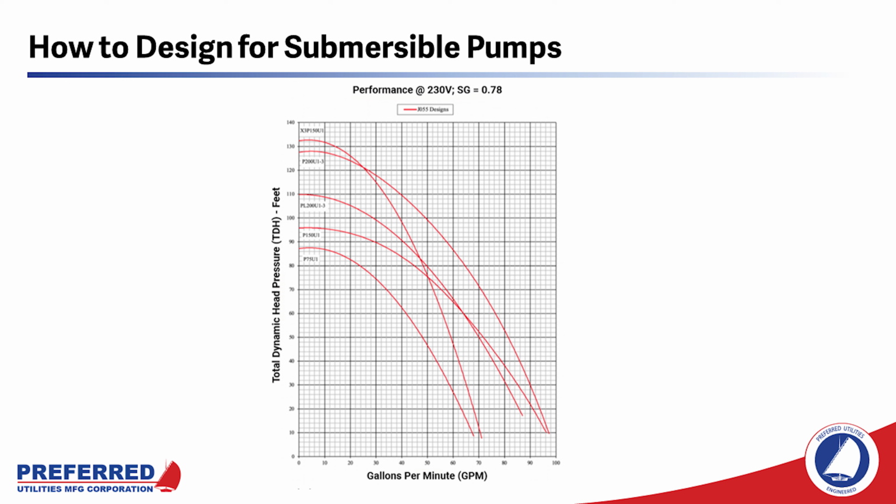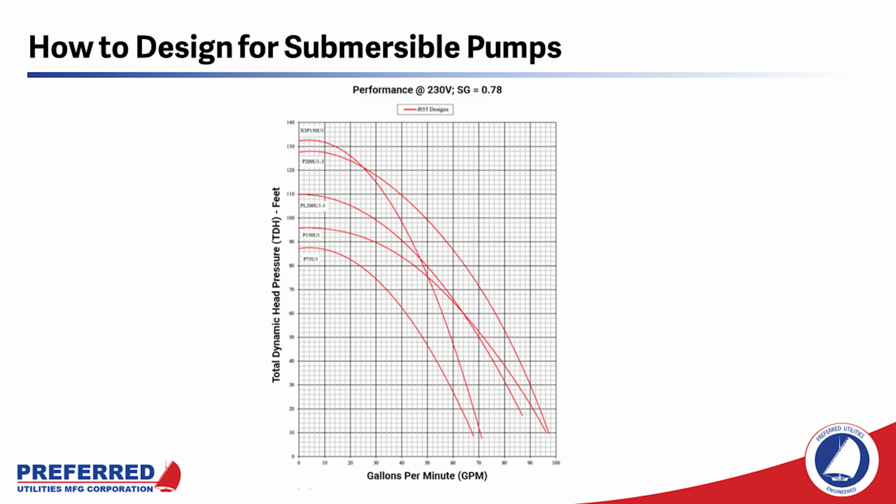But if you need, let's say, 3,000 gallons per hour, that's 50 gallons per minute. We'll go up here. This is the 50 gallon per minute line. And I know it's a little small, so you'll have to trust me a little bit. Using either the 150U1 or the X3P 150U1, we get about 75 feet of head at 50 gallons per minute.